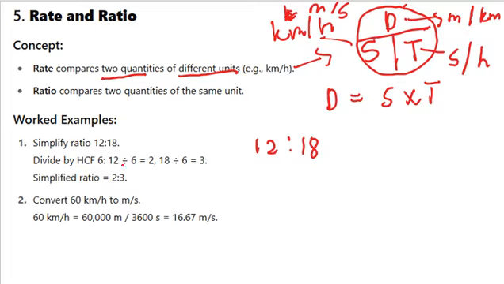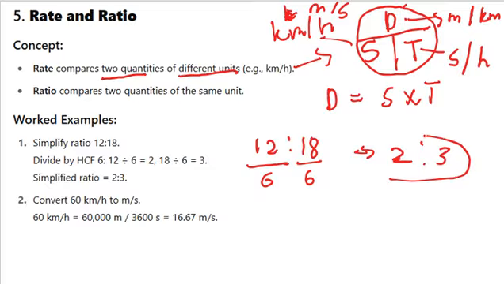It's usually the highest common factor. So you pick the largest number possible that can divide the two to another whole number. For example, here we chose 6. If you divide by 6, 12 divided by 6 is 2, and 18 divided by 6 is 3. There's no other number that you can divide by to give another whole number, so this is our simplest form. That's why our simplest ratio is 2 is to 3.